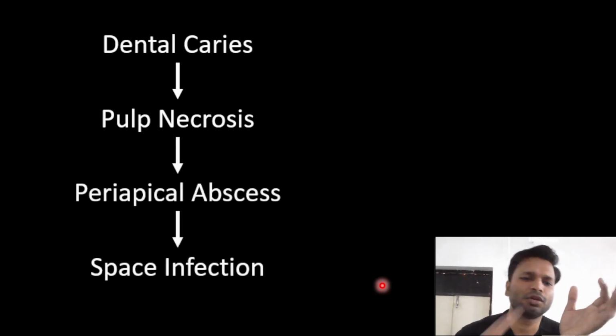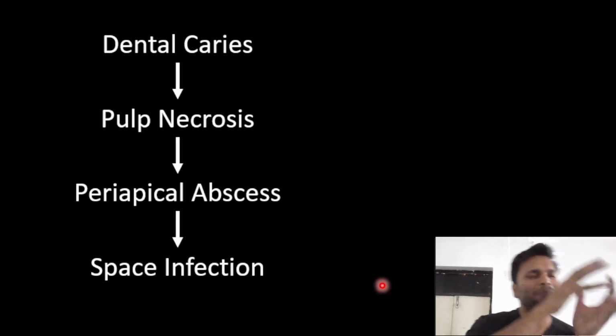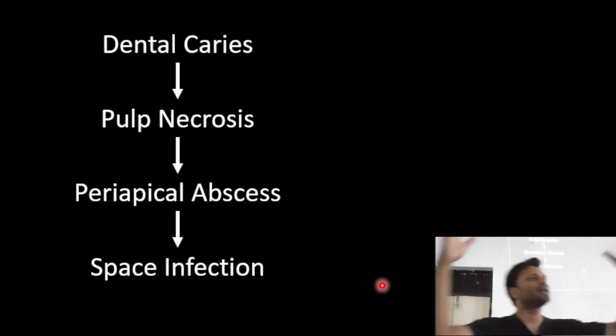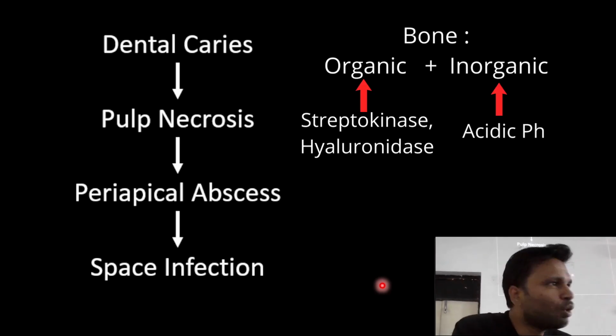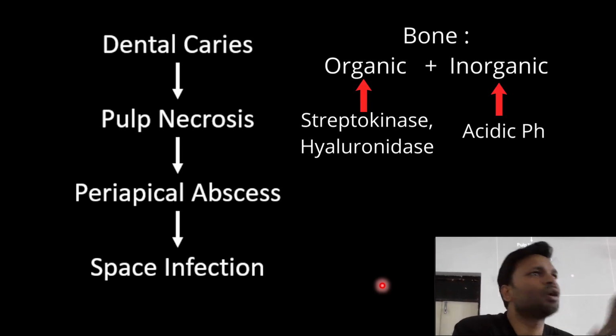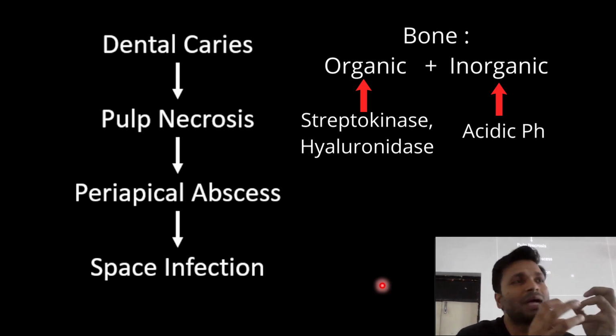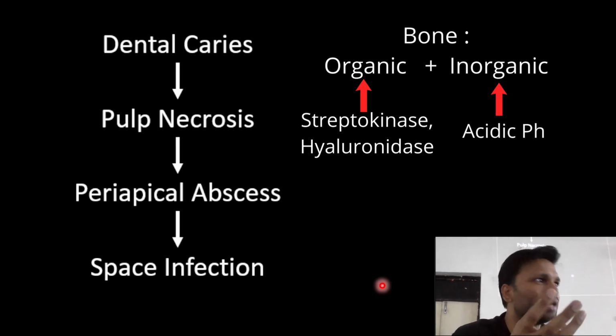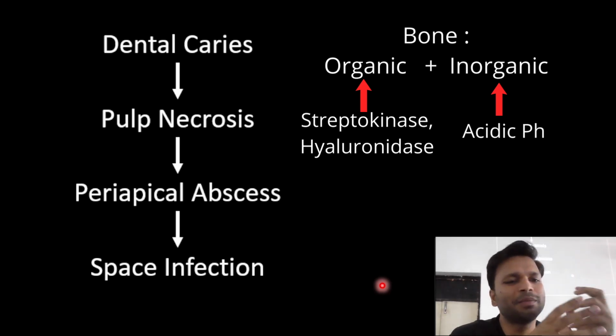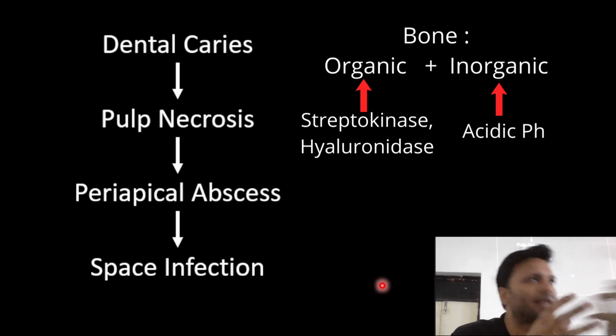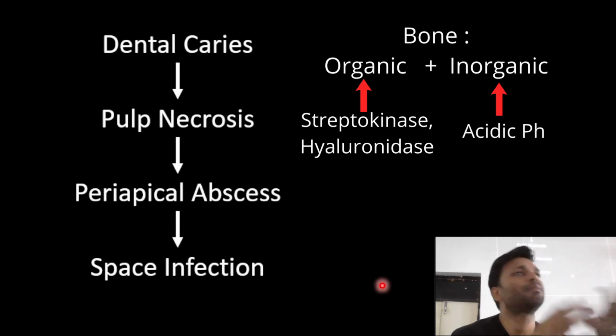After the periapical abscess, we're going to see the abscess spread and grow inside the bone. Now, bone is made up of two things, organic and inorganic structure, right? So the inorganic structure, that is the minerals, is going to be resolved by the acidic pH of the abscess. Second, जो organic content है, that will be resolved by the streptokinase or high hyaluronic acid produced by the microorganism.